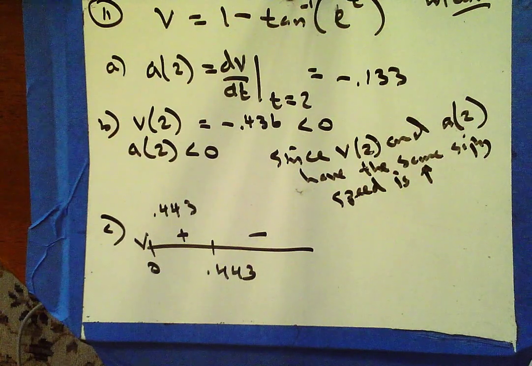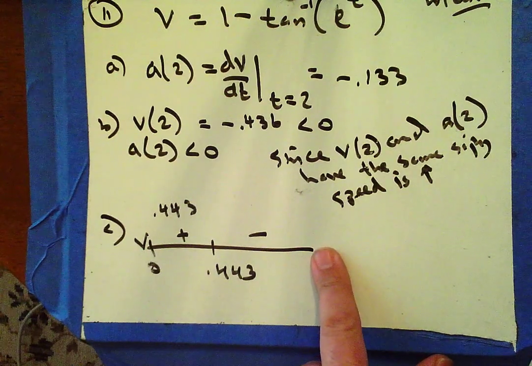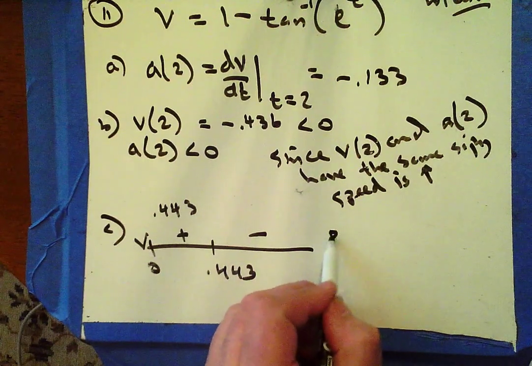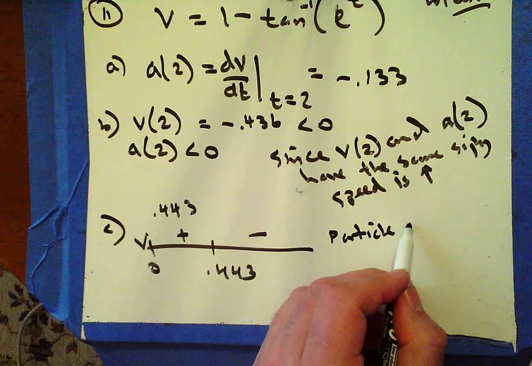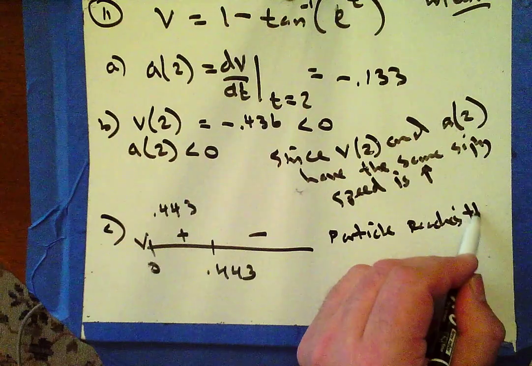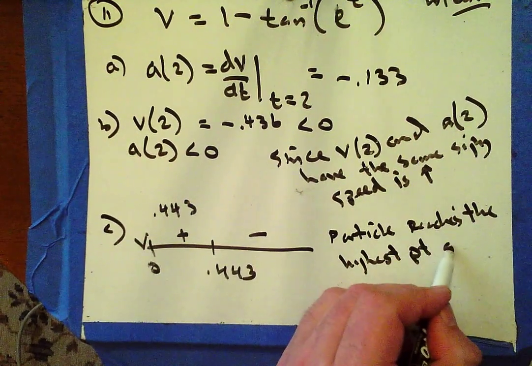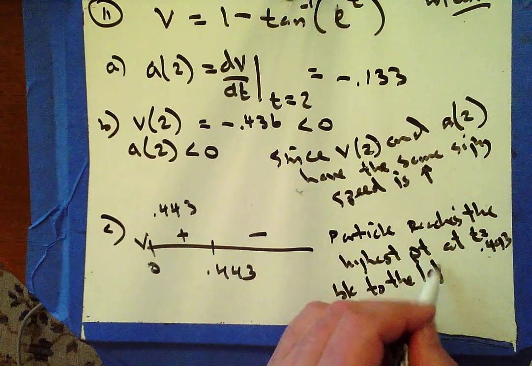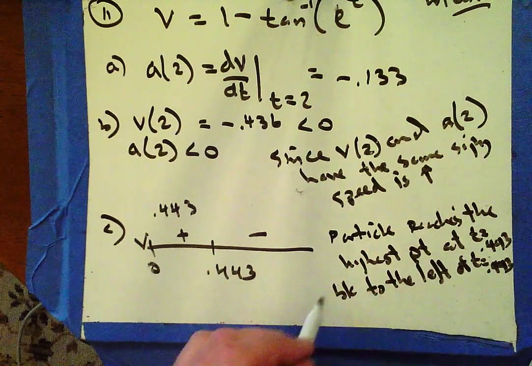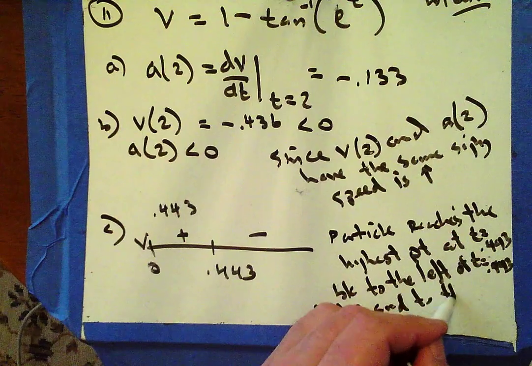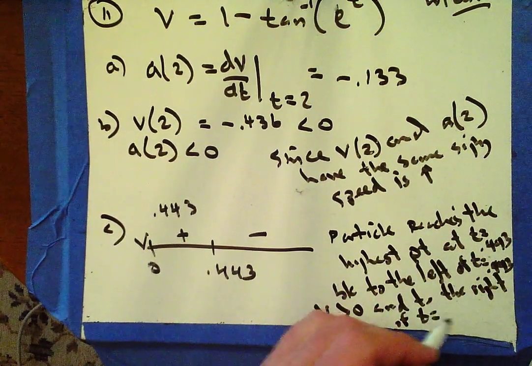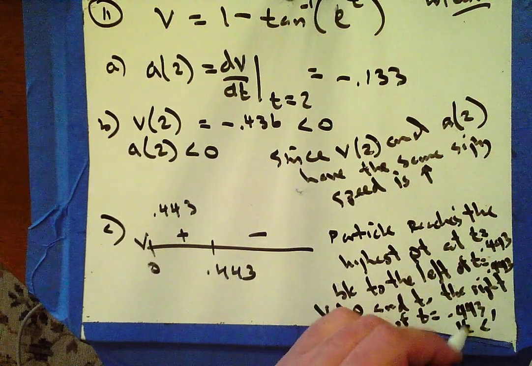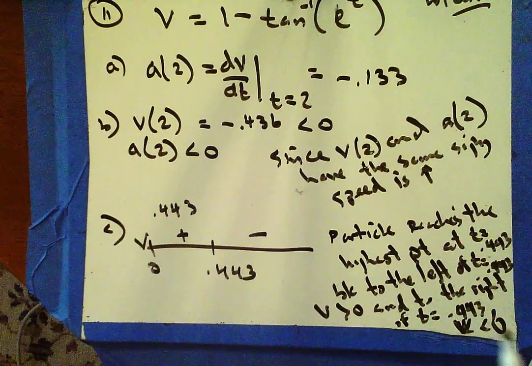We're asked, when does the particle reach its highest point? And then they say justify the answer. Okay. Well, I have a minimum here, and I have a minimum here. This goes on forever, so it just goes lower and lower and lower. And I have a maximum here. So the particle reaches its highest point at t equals 0.443 because to the left of t equals 0.443, v is greater than 0, and to the right of t equals 0.443, v is less than 0. Okay, so there's part C.